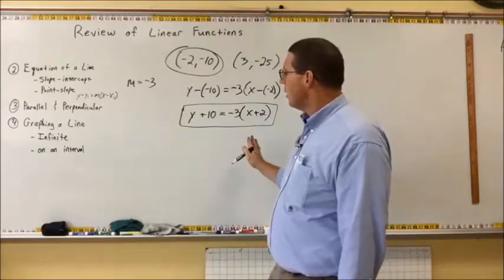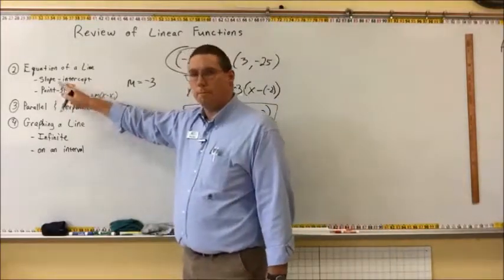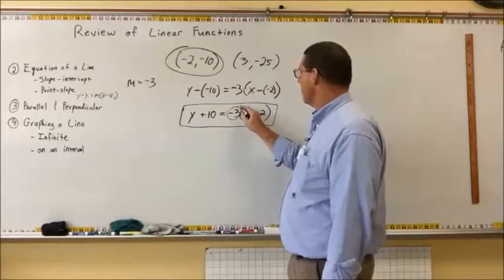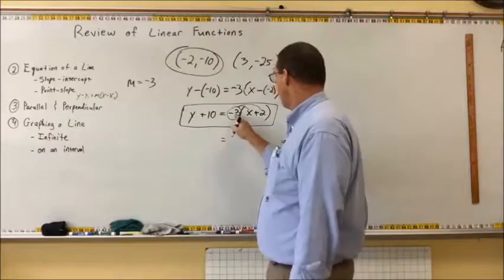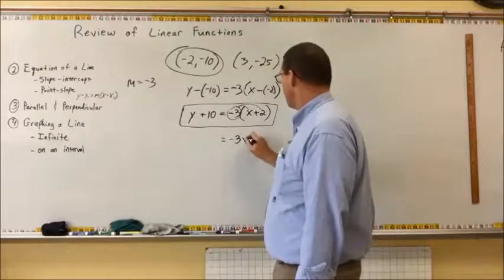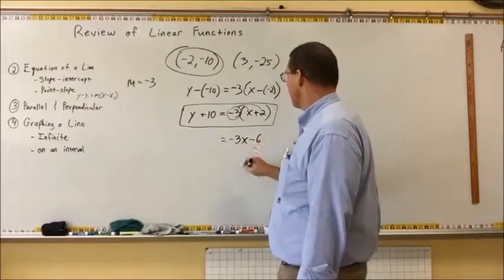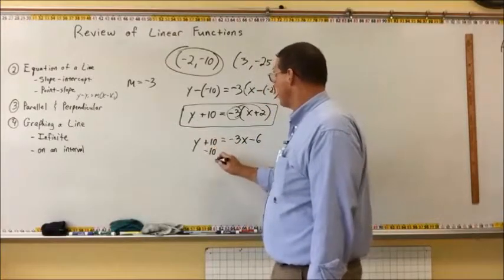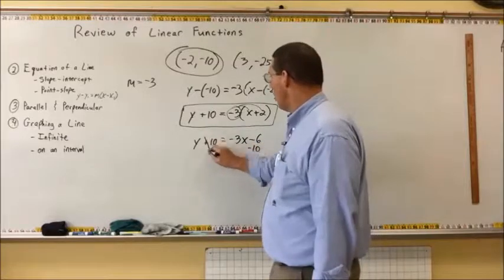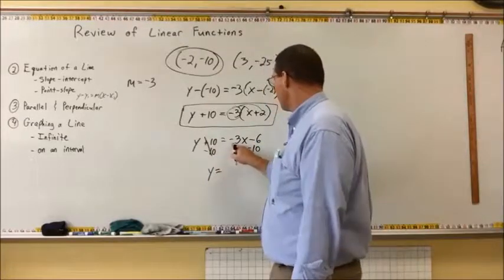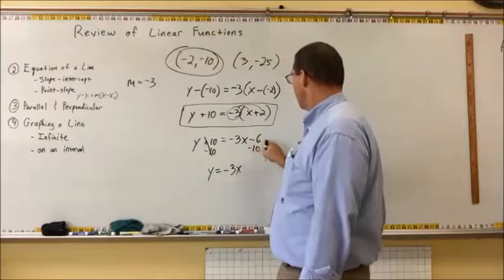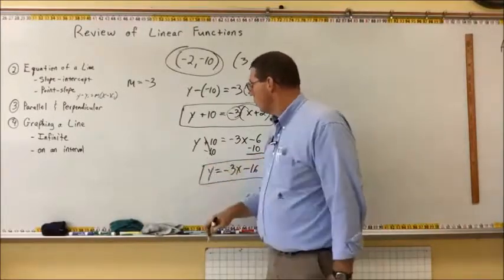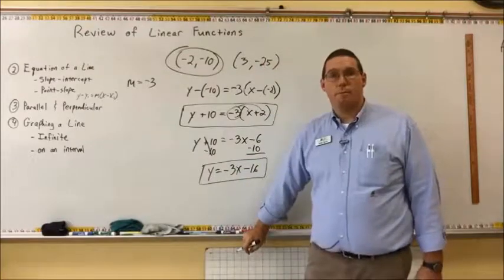Now, in order to turn it into slope-intercept form, we need to distribute the negative 3 here and here. Okay, so we're going to have negative 3x, negative 3 times 2 is minus 6. Then we got our y plus 10. Now all we have to do is subtract 10 from both sides so that we can get the y all by itself. And we get y equals negative 3x, negative 6 minus 10, that's minus 16. And there's our slope-intercept form.